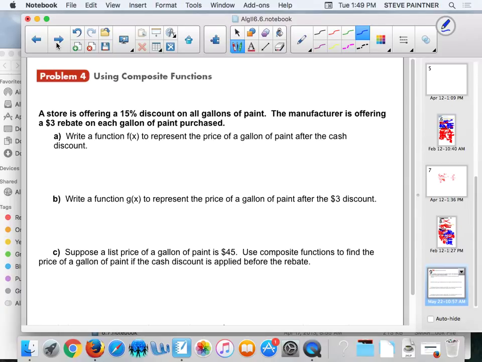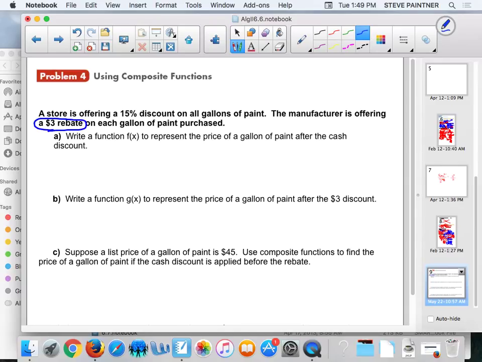Using composite functions. You got a store? Let's say Menards. Menards is offering a 15% discount on all gallons of paint. How much do I knock off? 15% off. Okay. Then the manufacturer is also offering a $3 rebate on each gallon of paint. What's a rebate? A refund. So if paint costs $20, you're getting $3 off. So what did it cost you? 17. Okay, so either you get that or the other one, 15% off.